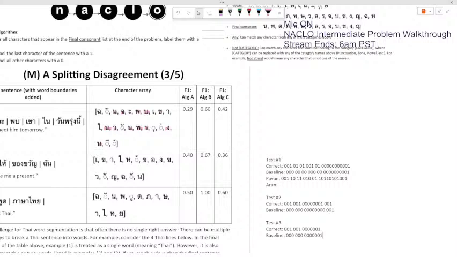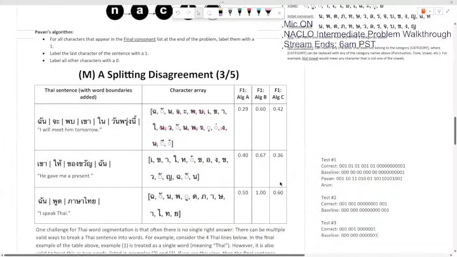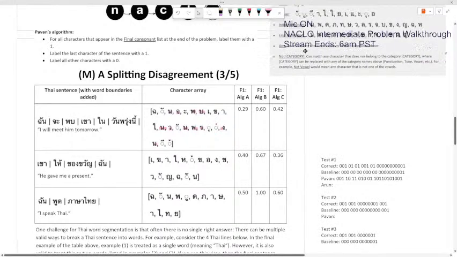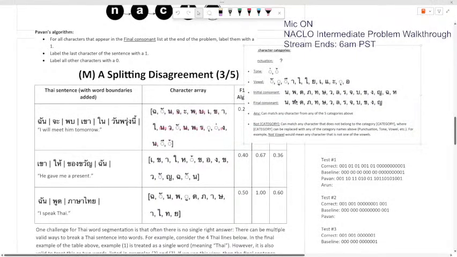Let's do Pavan. Okay. Let's go. Okay, Pavan is... Okay, his final consonant list characters, which is any consonant except for these 2. So let's highlight those in the array.